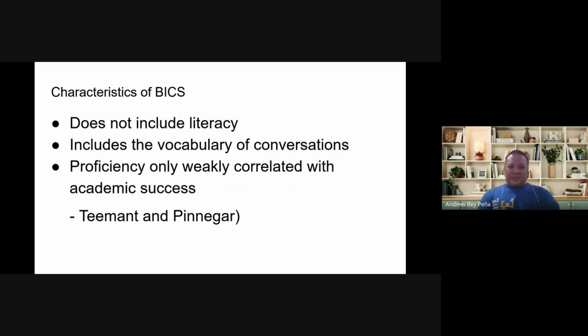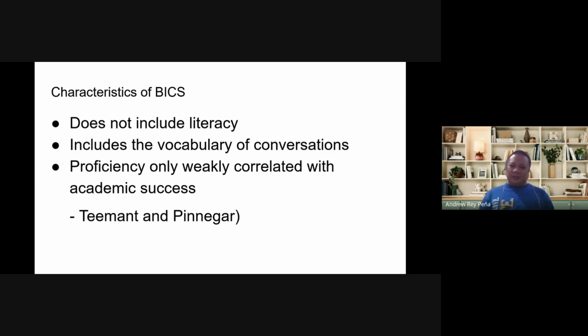Other characteristics of BICS include exclusion of literacy. So BICS doesn't include literacy. So you can have natural language even if you cannot write because it's mainly spoken. And BICS has to do with the vocabulary of conversations. You would probably realize that many words, many structures of ordinary conversations are not present in academic speech, but they are very much found in natural speech.